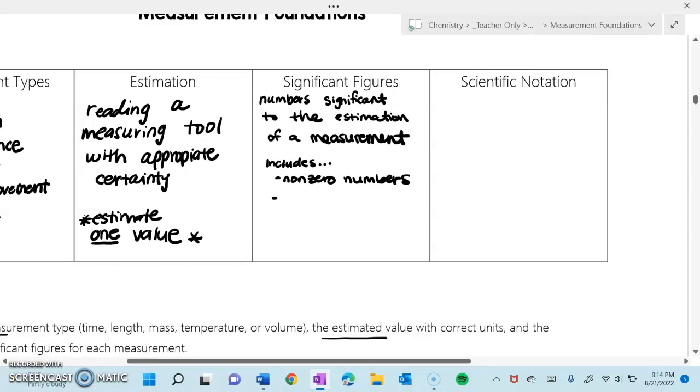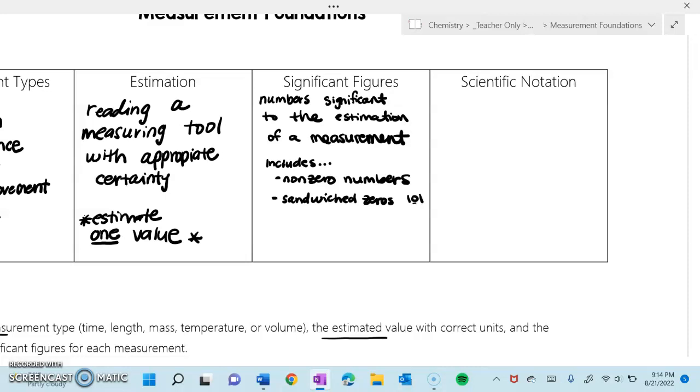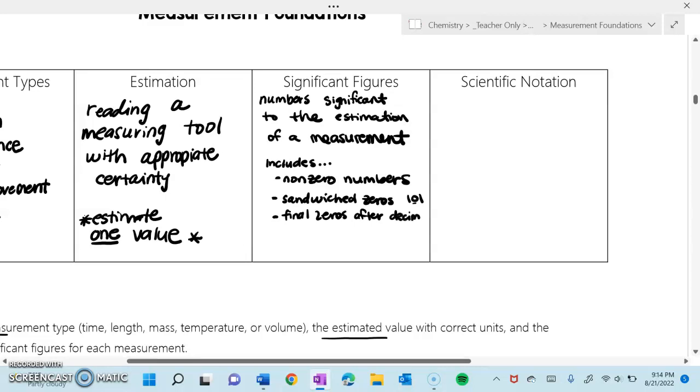Anytime we have zeros that are between non-zero numbers, I'm going to call that sandwiched zeros. Like if you had 101, that zero would be sandwiched. It's part of our estimate. Other things that are significant are final zeros after a decimal. Just like our digital scale there, 65.00, both of those zeros would be considered part of the estimate. They're after the decimal.